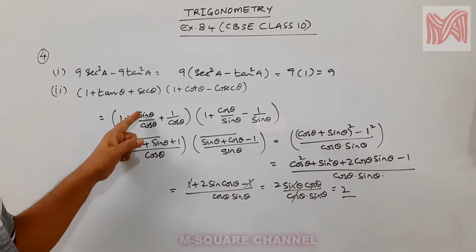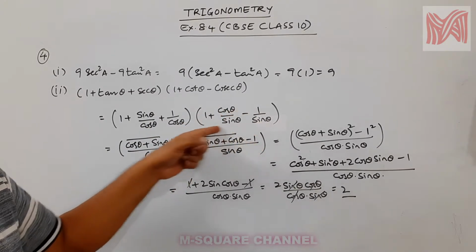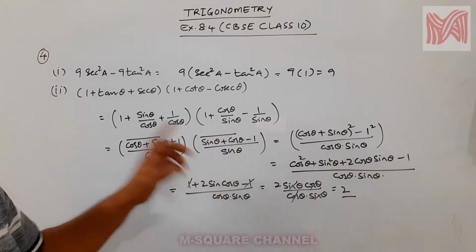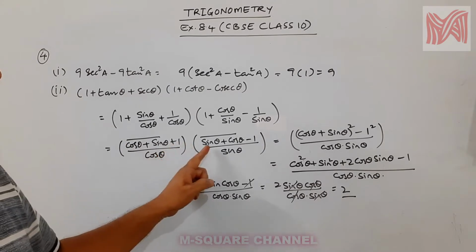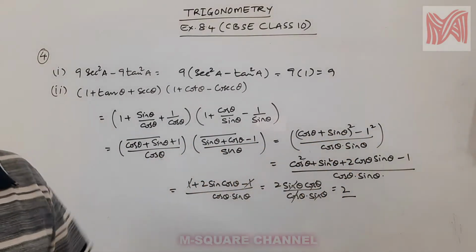So here sin by cos, 1 by cos, cos by sin, 1 by sin. So this LCM is sin, this LCM is cos. So this is one property and this is another one. So observe that (a plus b) into (a minus b) gives a square minus b square in these denominators.